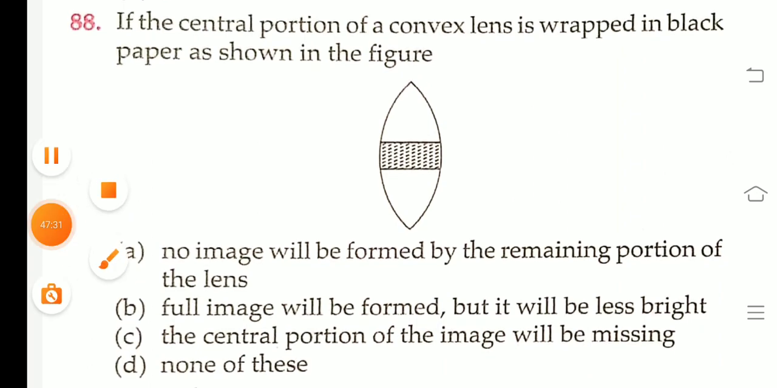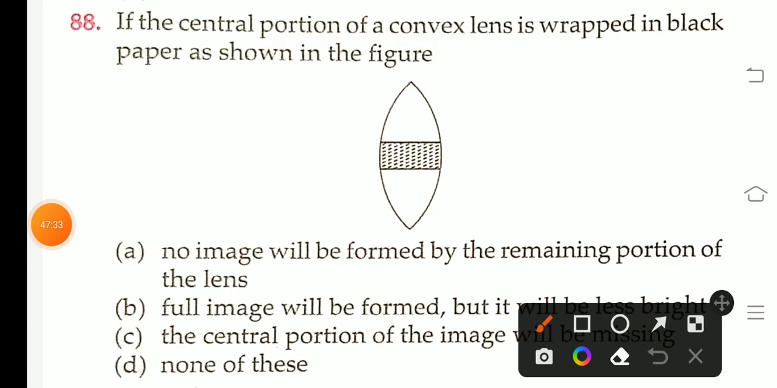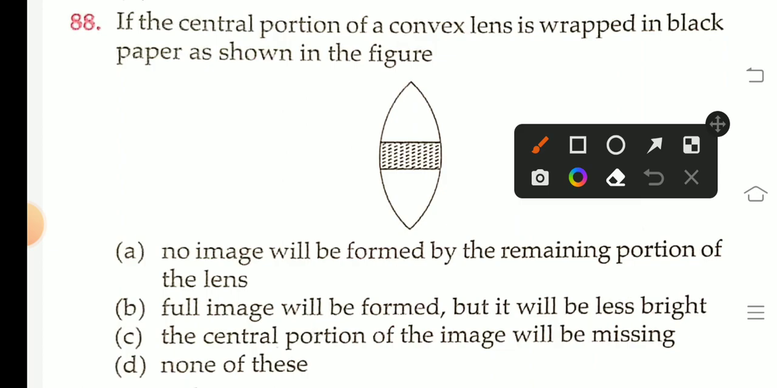Next, if the central portion of a convex lens is wrapped in black paper as shown in the figure. Right answer will be option B. Full image will be formed, but it will be less bright.